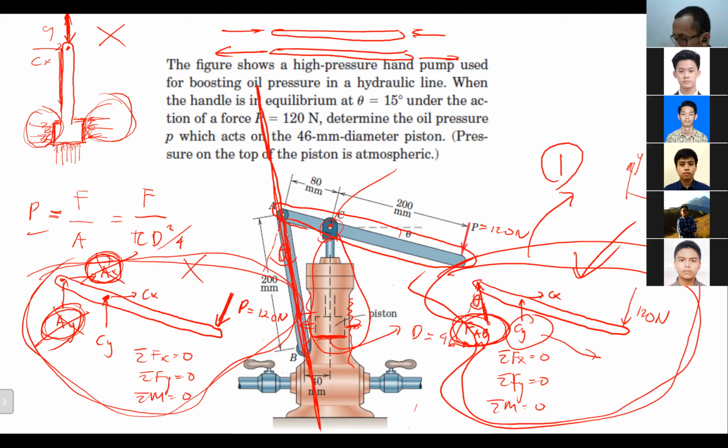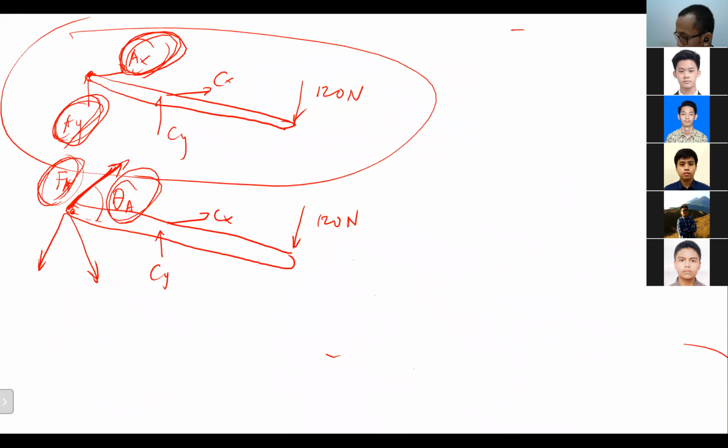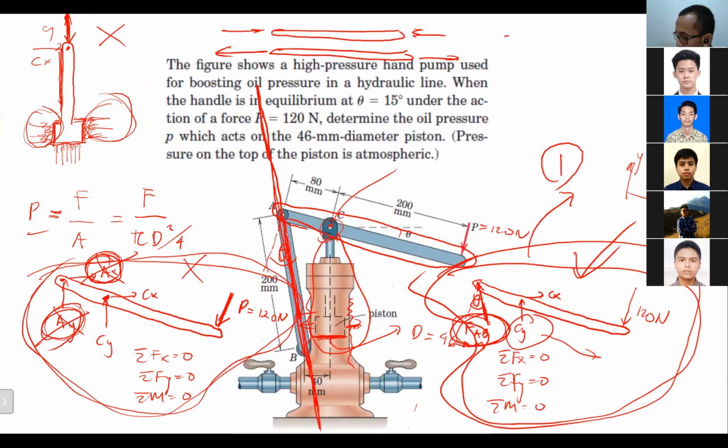So actually, this is what you're supposed to do. Although you still can do it that way, it will be much more effective if you start with the sigma moment at point C equal to 0. By doing so, you will be able to find FAB.